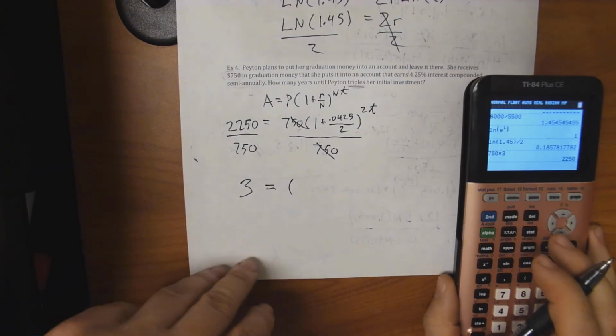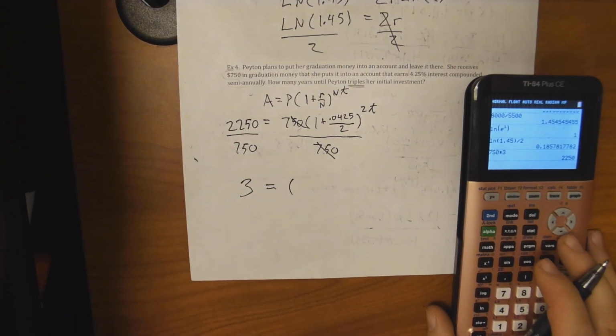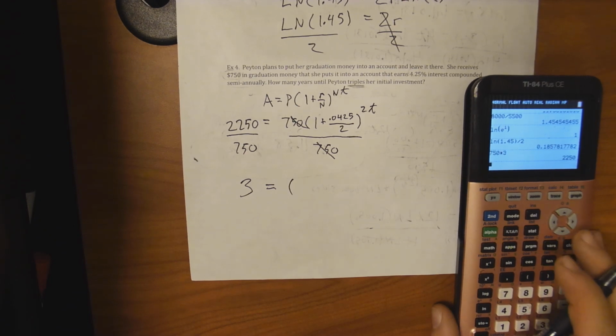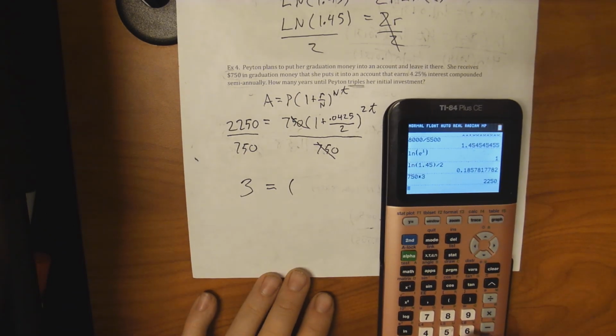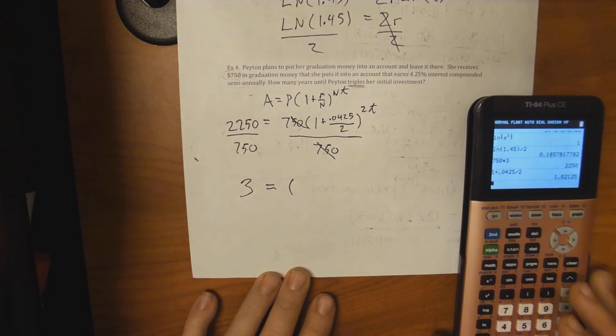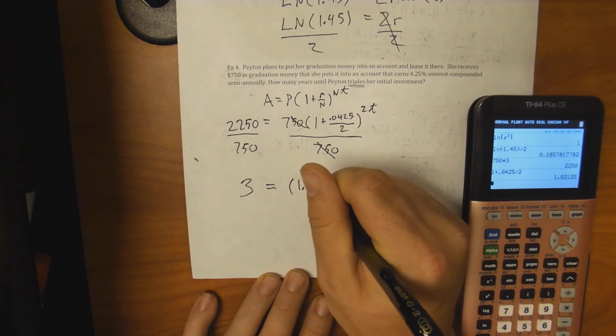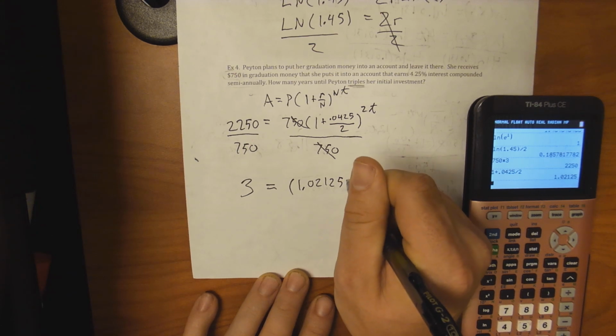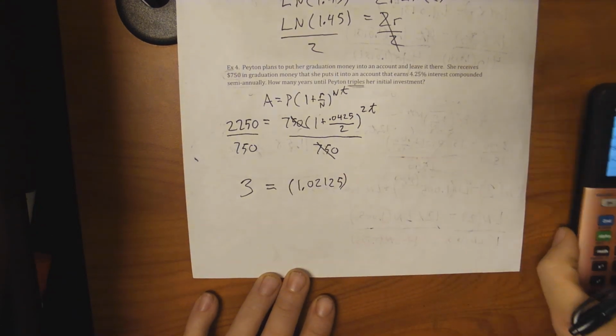And then we can go ahead and simplify the base of that exponent. So that's 1 plus 0.0425 divided by 2. And we'll go ahead and write that down. So that's 1.02125, all raised to the 2t.